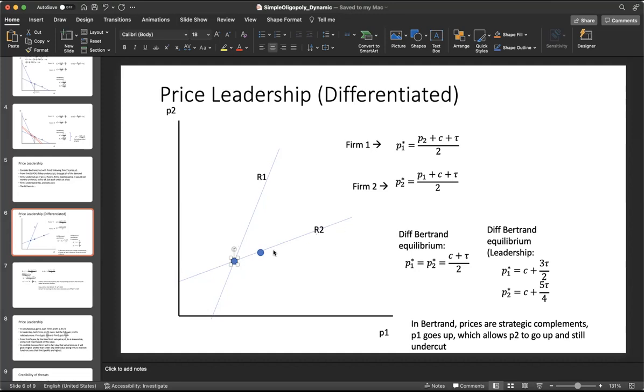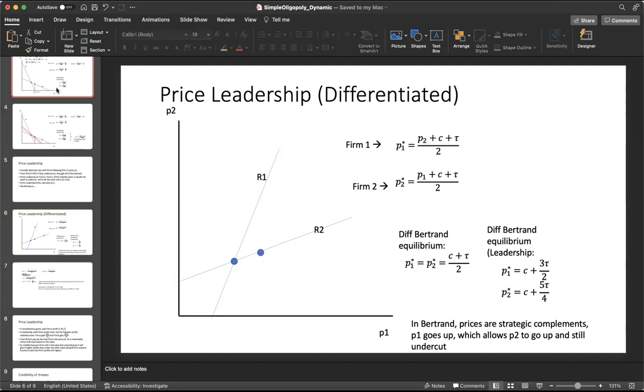And it chose this one because this gives that firm, the leader's firm, higher profits. Except that under price leadership, mas mataas yung follower. So the follower benefits more, right? Because of the strategic complementarity of this and the fact that there's some undercutting happening. So tumataas yung market share ni firm 2.